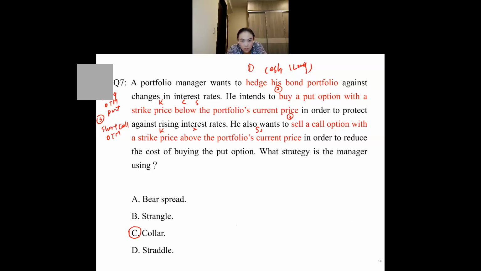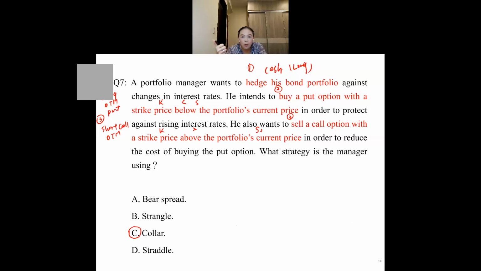And then in order to protect against the rising of interest, he also wants to sell a call with a strike price above the portfolio's current S. So when you short a call and your K is higher than the current S, that's an out of the money call as well, because that's higher, right? In order to reduce the cost of buying the put option, because you short the call, you will receive the premium. This premium can compensate your cost in the long put position.